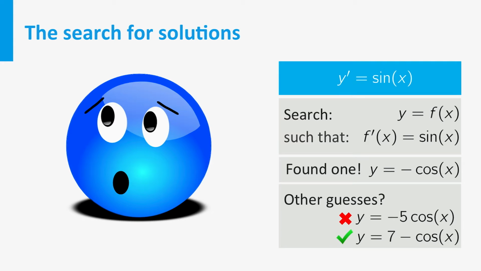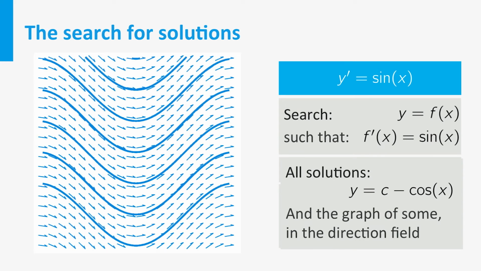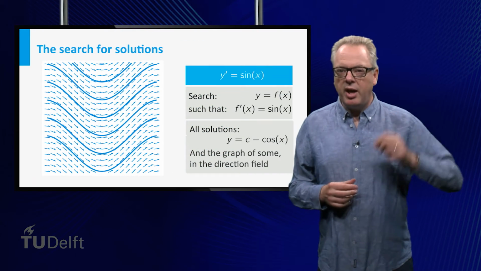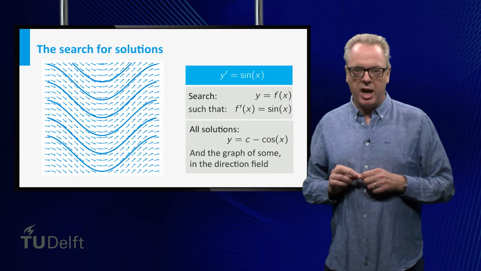Note that there are infinitely many solutions, namely all functions of the form y is equal to c minus the cosine of x, where c is an arbitrary constant. We have drawn some of these solutions in the direction field. Let's try another example. y prime is equal to 2 times y.